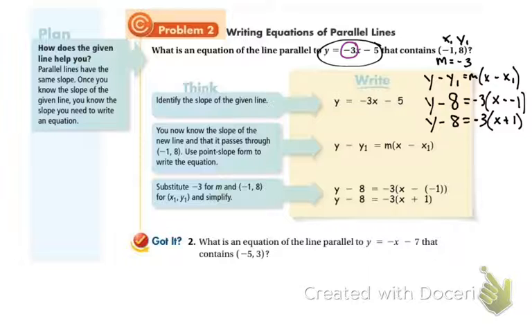What is an equation of the line parallel to y equals -x minus 7? If there's no number out front, it's just a 1, remember? So this is a -1x minus 7. So my slope here is -1. Remember, if I match up my y equals mx plus b, my slope, my m, is -1. And it goes to the point -5, 3. So -5 is my x1, 3 is my y1. Here's my general form.